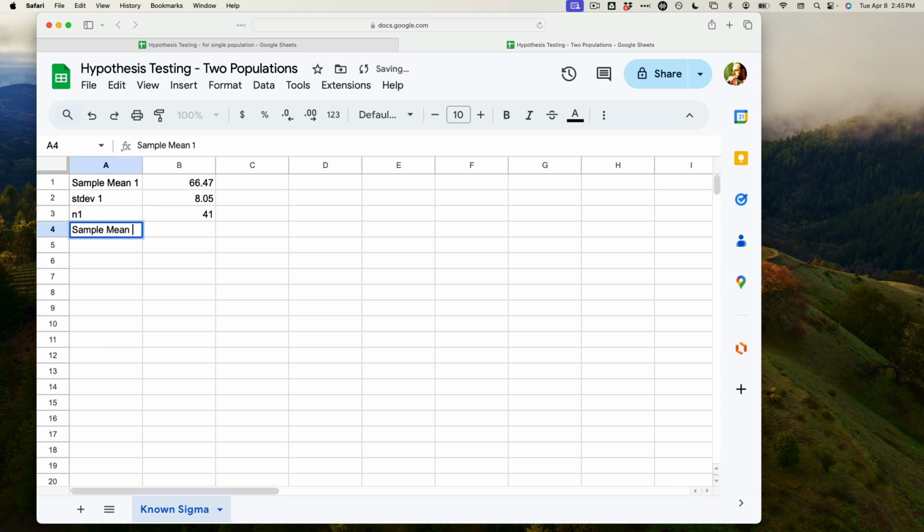And then sample mean 2, we had 69.43, correct? And the standard deviation for population 2, not sample 2, because we know it, it was 9.22. We assume that we know it. And N2, sample size 2, is 52. Yes, 52.